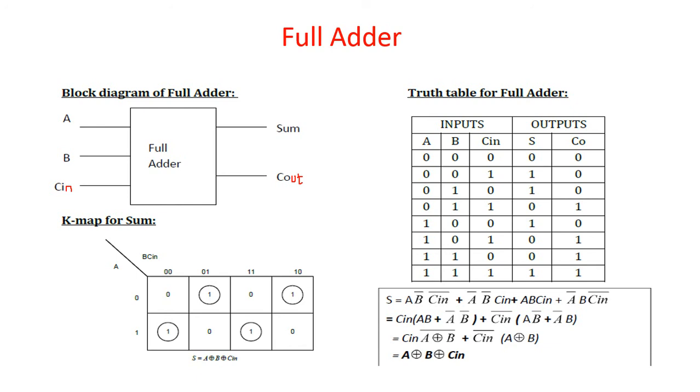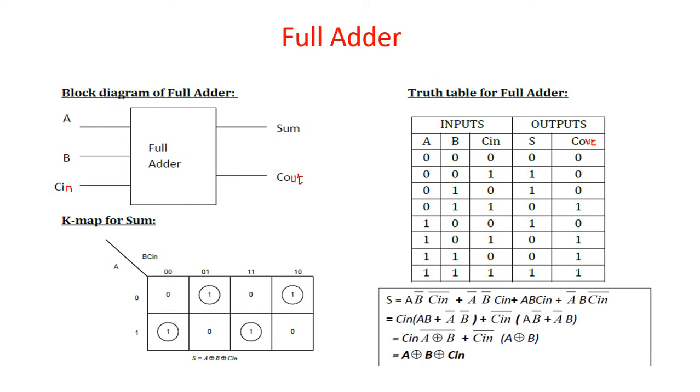Now this is the truth table of the full adder. These are the inputs, and these will be the outputs. A, B, C in are the inputs, and sum and carry out will be the outputs. Now here there are 3 inputs, so 2 power 3 equals 8 combinations. It starts from the input 0, 0, 0 to the 1, 1, 1 combination.